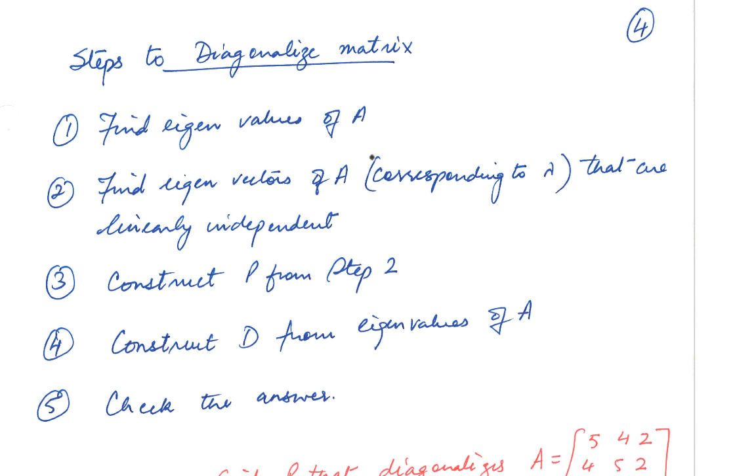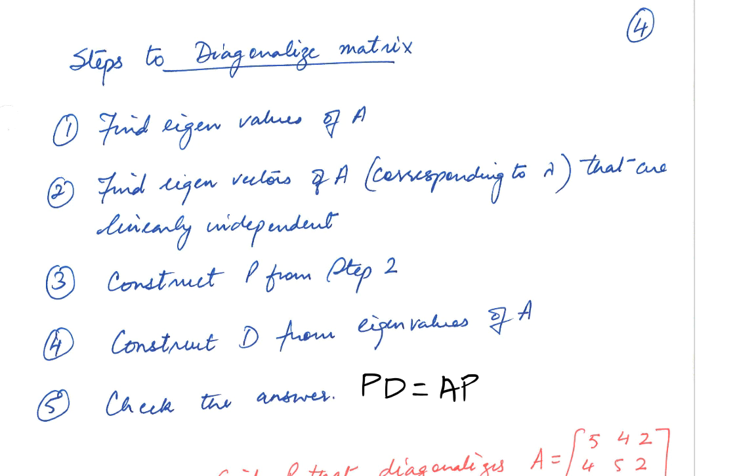You find the eigenvalues of the matrix. You find the eigenvectors of A which correspond to this matrix, and they are linearly independent. Then construct this invertible matrix P from these linearly independent eigenvectors. Then construct the diagonal matrix D from the eigenvalues of A and then simply check the answer. What does check the answer mean? P times D equals A times P. That's simply what it means.